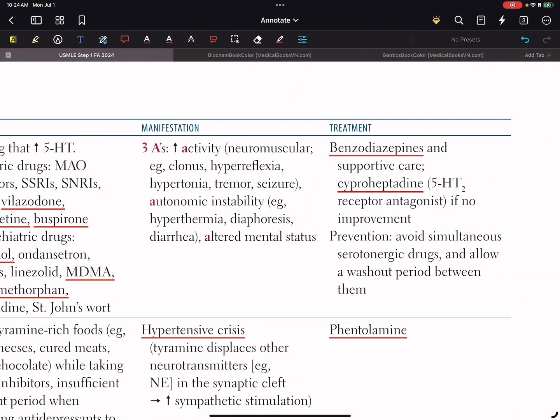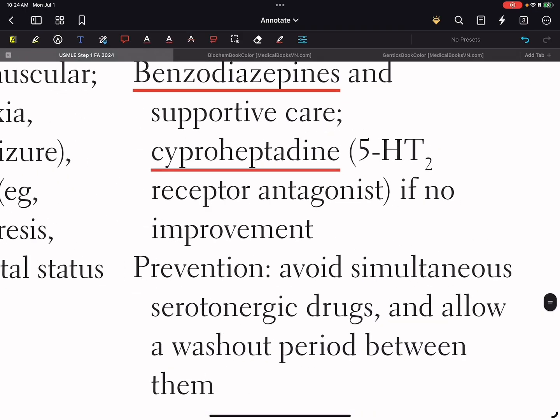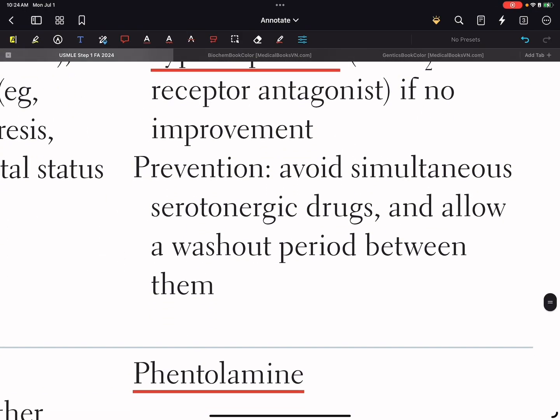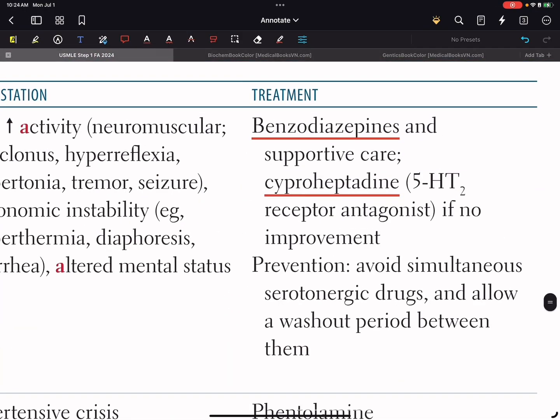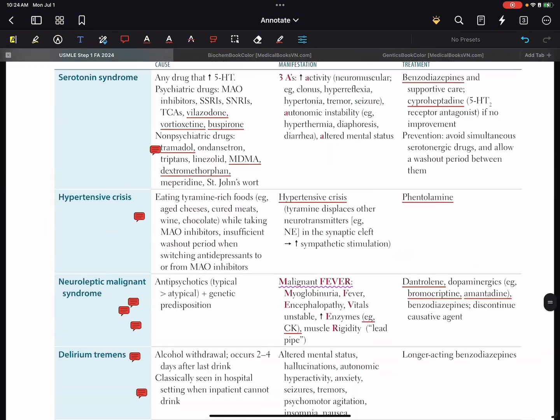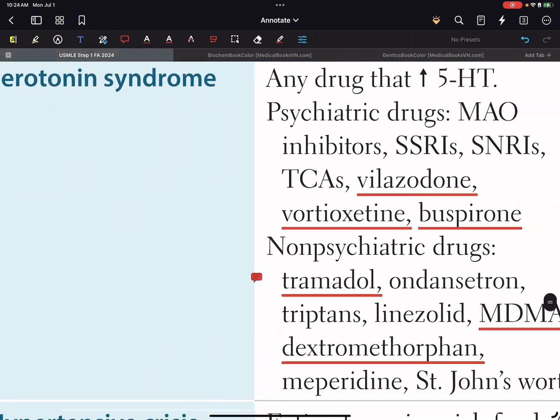Treatment is benzodiazepines, as in neuroleptic malignant syndrome, started with benzodiazepine and supportive care, then cyproheptadine, a 5-HT2 receptor antagonist, if no improvement. Prevention: avoid simultaneous synergistic drugs and allow a washout period between them. They ask like a patient was asked to stop the drug 2 weeks before starting another, why? To allow the washout of the drug and avoid serotonin syndrome. Another question here: the patient was taking a drug, which one led to serotonin syndrome? Well, tramadol, triptans, linezolid, any of these drugs.